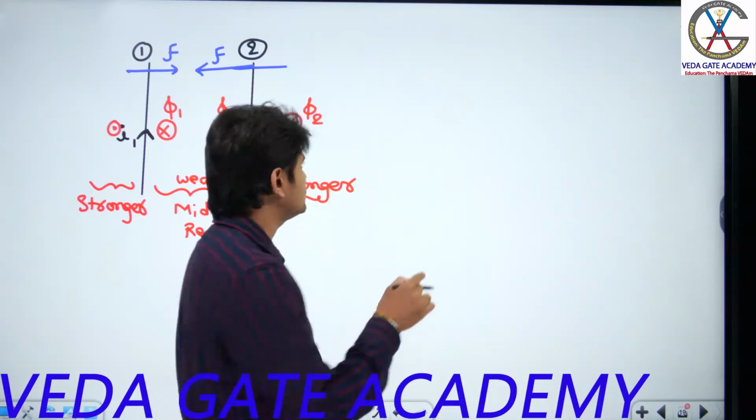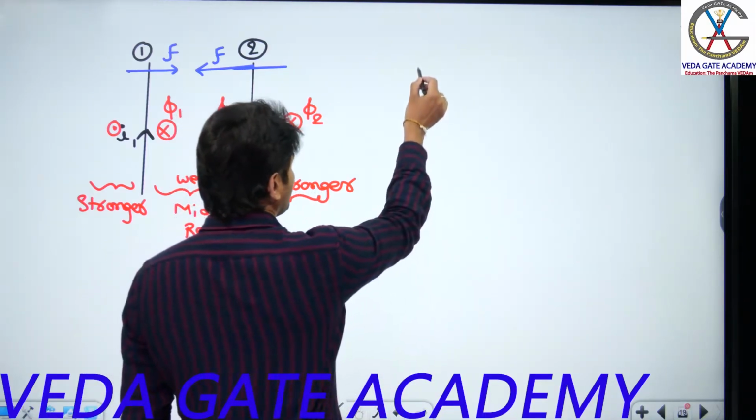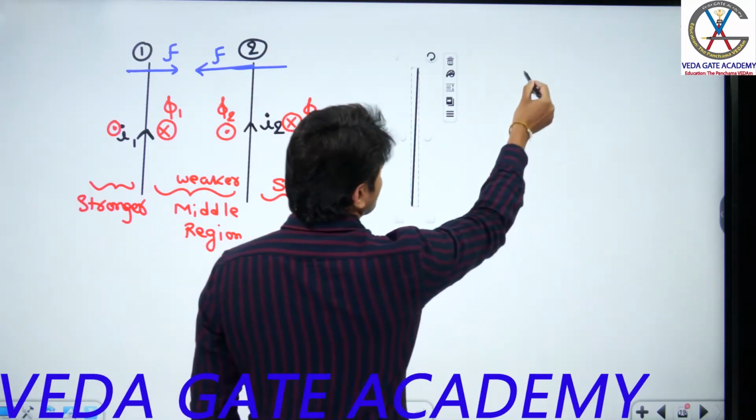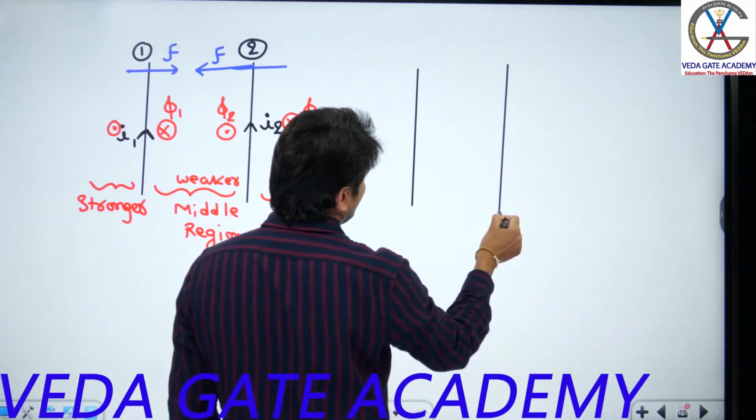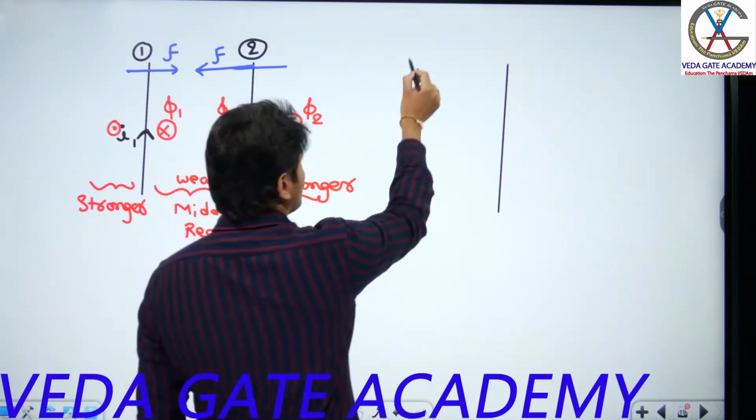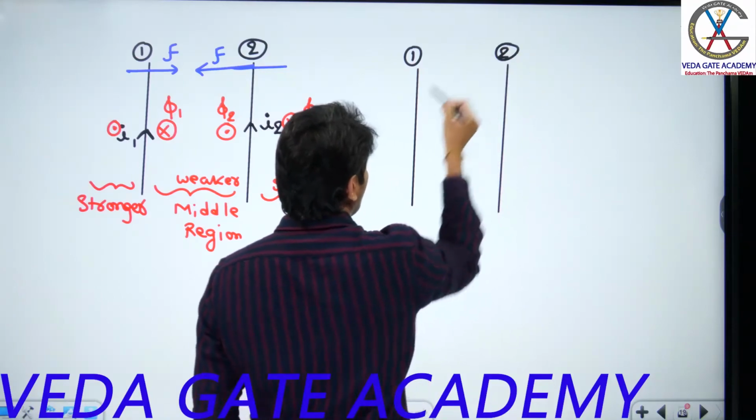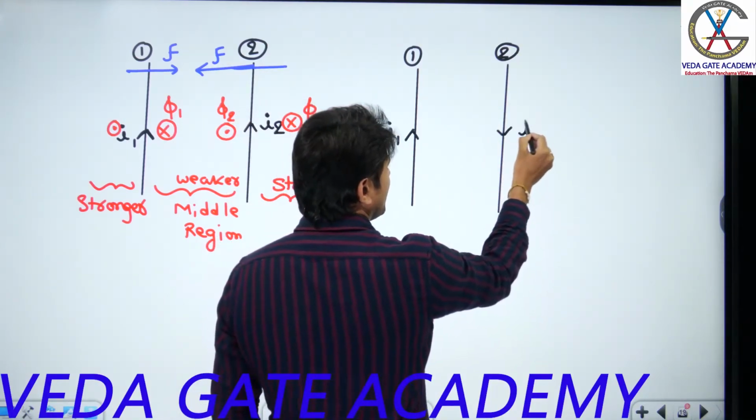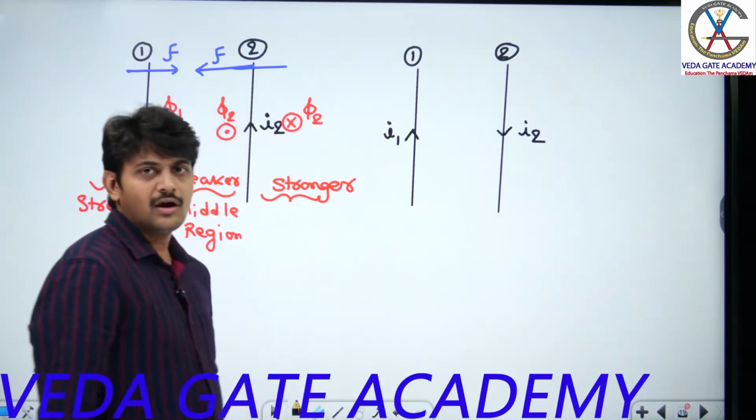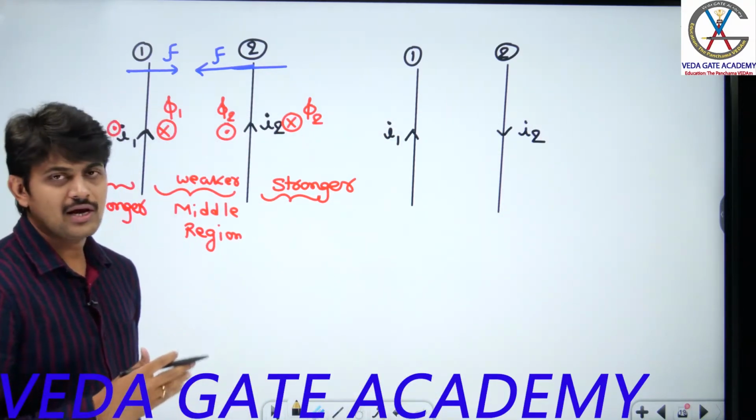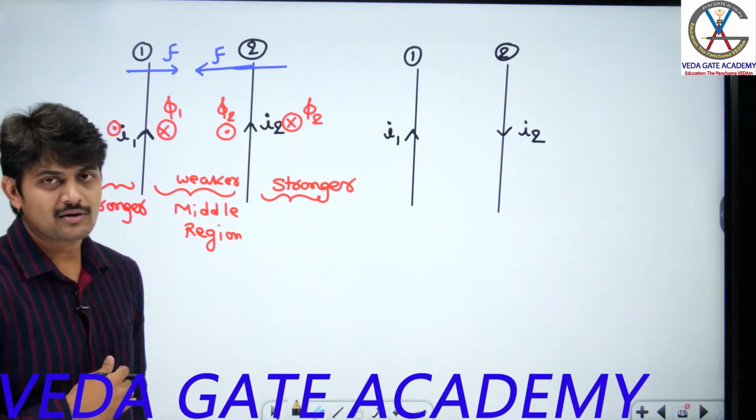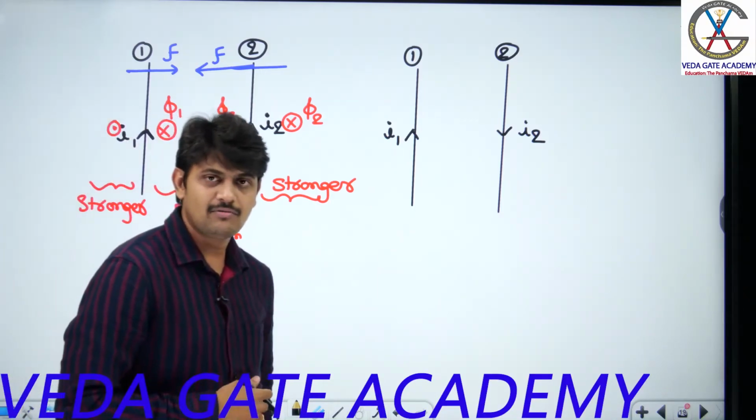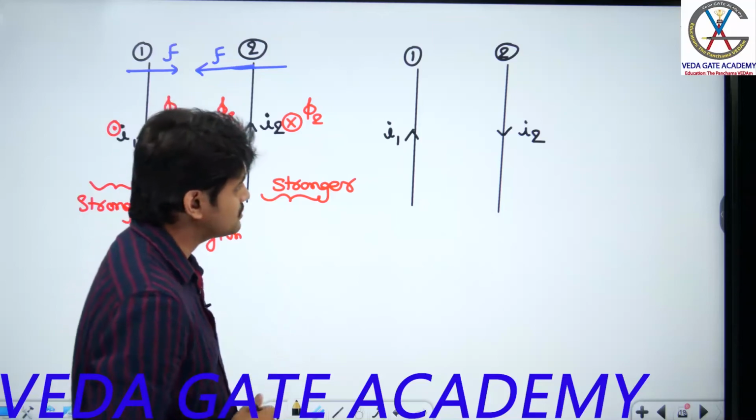I am going to consider the next case, where this is conductor 1 and this is conductor 2. I am allowing the current to flow through conductor 1 in the upward direction, and in conductor 2 I am allowing the current in the downward direction. Now please pause the video, do the analysis, and tell me whether you are going to get a force of attraction or a force of repulsion between these two conductors. Let us try to see here.